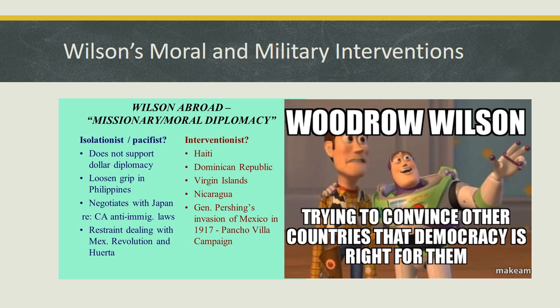Wilson also used the military more than his predecessors, especially in Mexico. Wilson supported the revolutionaries there and sent the military to the southern border to pursue rebels under Pancho Villa in northern Mexico when they crossed our border.